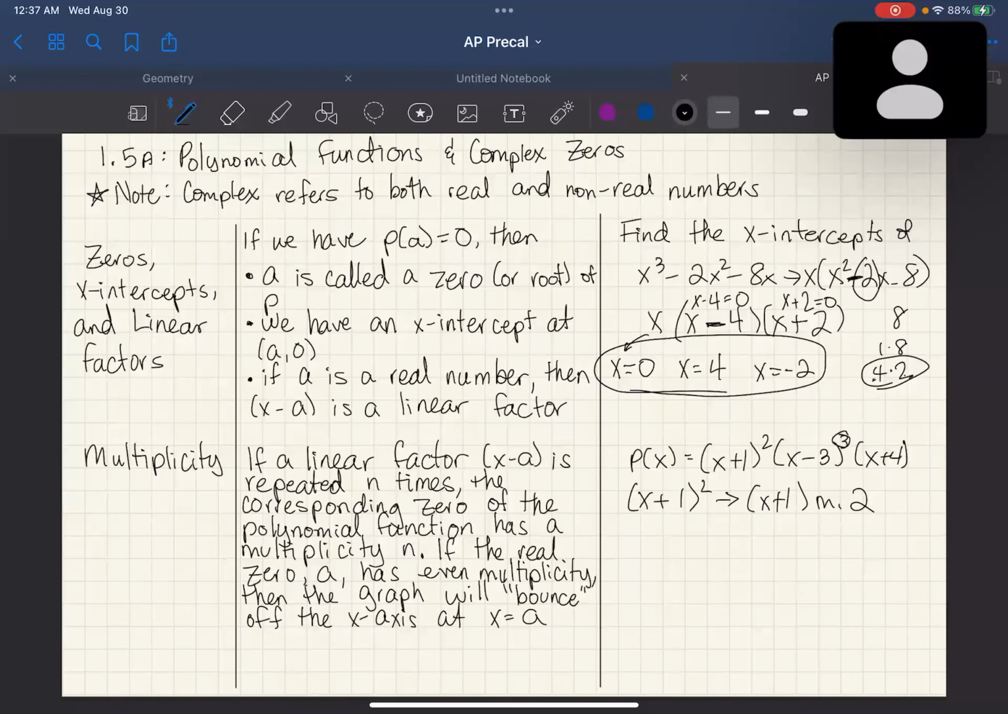And then in regards to the last part, if it is an even multiplicity, I'm going to go back to this x plus 2 or x plus 1, multiplicity of 2.